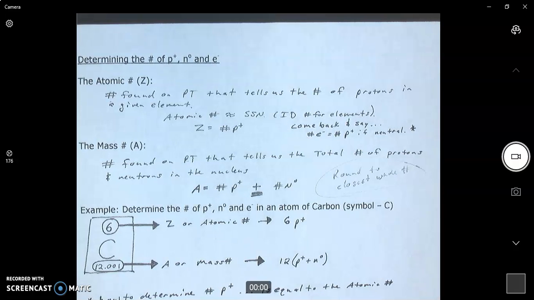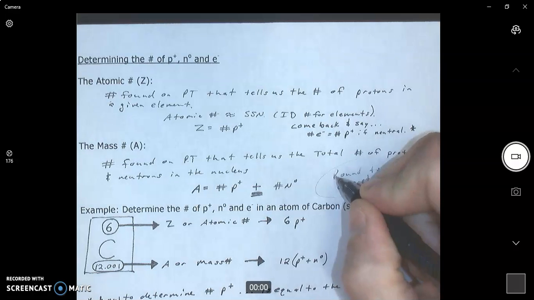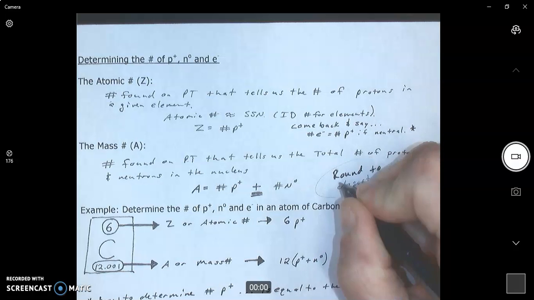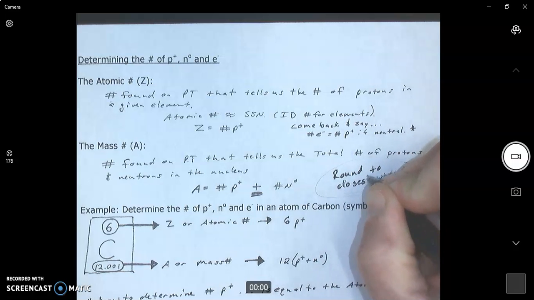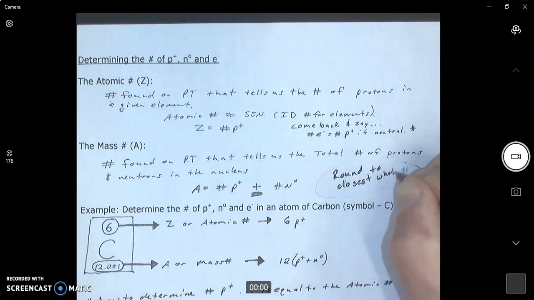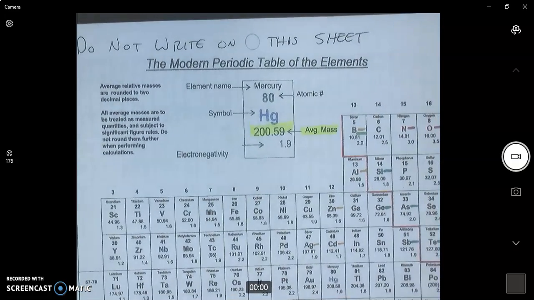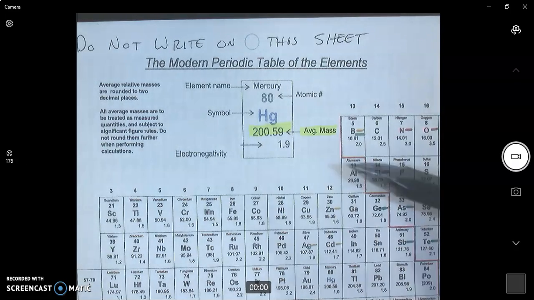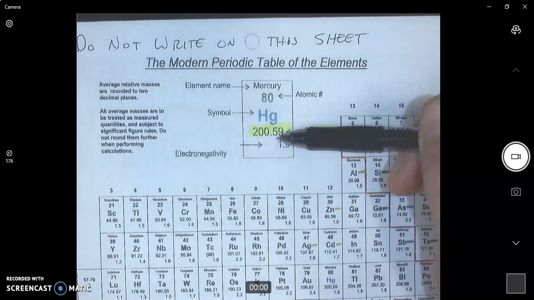Okay? Now, the mass number tells us how many particles are in the nucleus. So what you're going to do is you're going to round these values. You're always going to round the average atomic mass to the closest whole number. The majority of them have decimal places in their values. For instance, if we look at mercury, it says it's 200.59. So that is the average mass. The mass number would be 201, because the 5 would round the 0 to a 1.